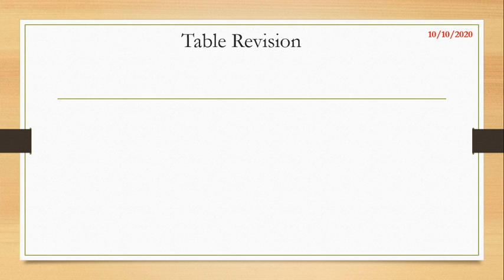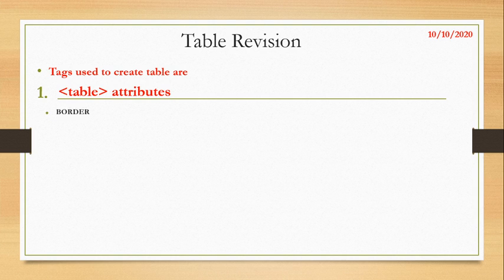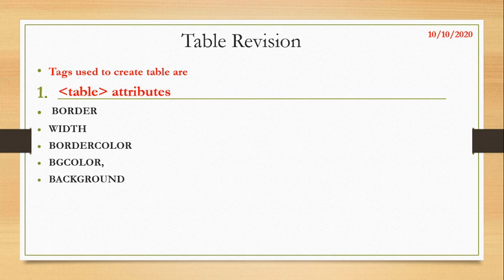First, we will do a little bit of revision on the table that we have learned in the previous class. The tag used to create tables is table, and it has several attributes like border, width, border color, bg color, background, cell padding, cell spacing, and align attribute.